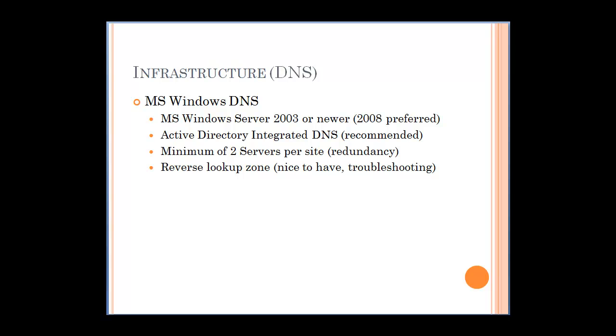As directly related to the domain controller redundancy, it's also recommended for your DNS servers to have 2 per site for high availability. In case one of your DNS servers goes down, DNS services will not be down for your site. You'll have a failover server to service your naming needs. Also, a nice to have but not needed, good for troubleshooting, is to make sure you have a reverse lookup zone for your DNS services.